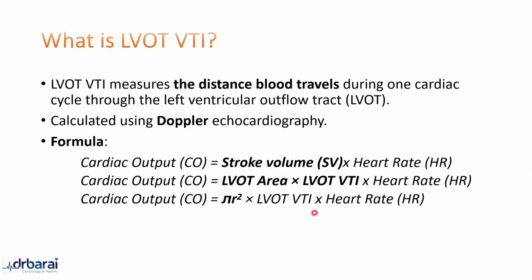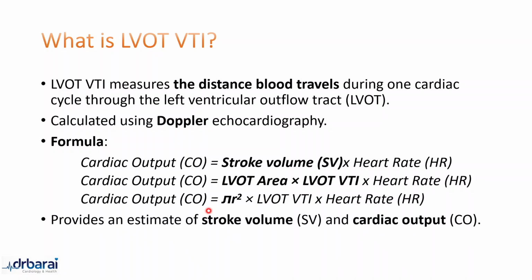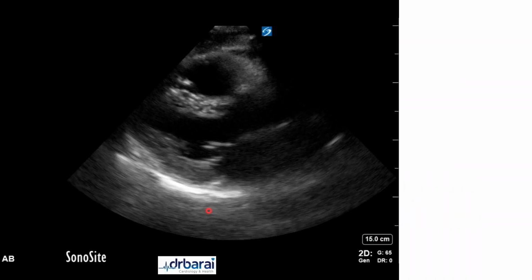The formula is area equals pi multiplied by r squared. So if we know the diameter, divided by 2, squared, multiplied by pi, that is exactly what the area is. So once again, the LVOT area multiplied by the VTI multiplied by the heart rate, that is the cardiac output. In other terms, if we know the LVOT VTI, we can easily calculate the stroke volume. If we know the heart rate, we can easily calculate the cardiac output. I'm going to repeat the slide again to emphasize how important it is to understand this basic concept of LVOT VTI.